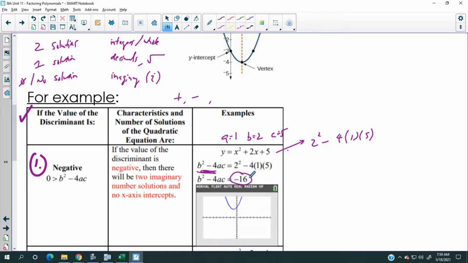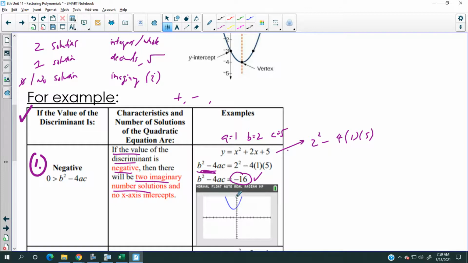Now, if you get a negative answer like this, like how we got negative 16, I shouldn't say negative answer. It's not an answer, really. It's a negative value. So if the value of the discriminant is negative, then you have two imaginary number solutions, okay?